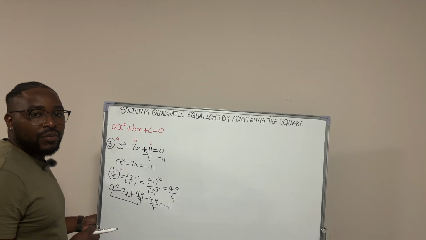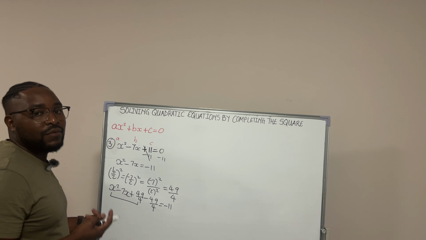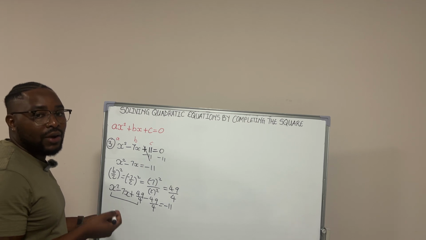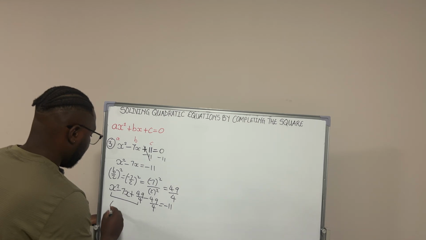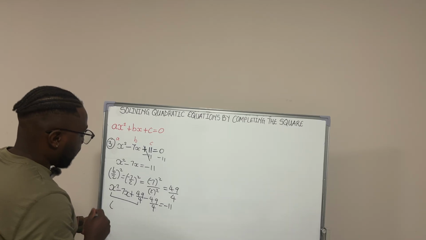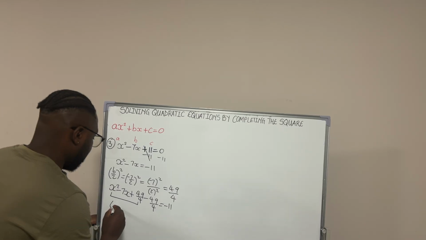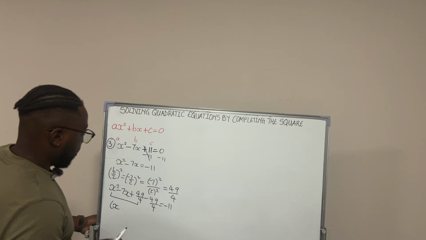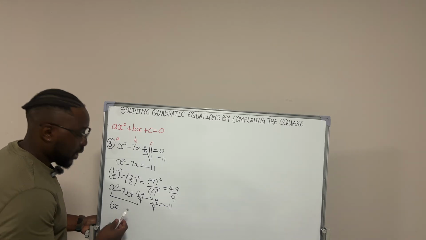It's a perfect square trinomial. So we can factorize it into a squared binomial. And how do we do that? We open our brackets. What's the square root of x squared? X. Yeah? Now we have to find our other term in our bracket.